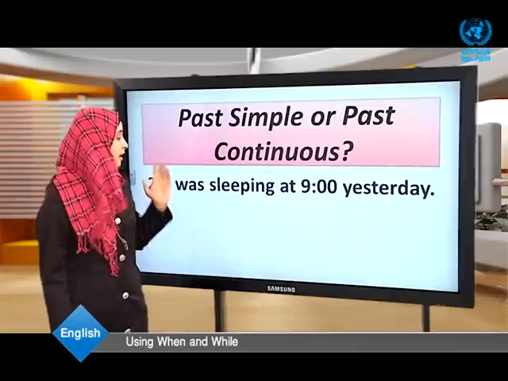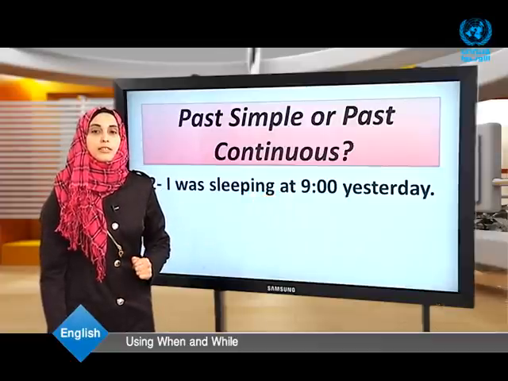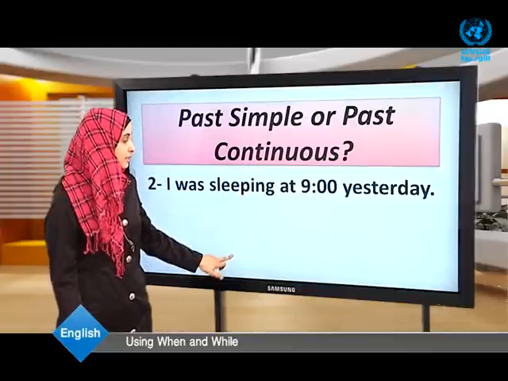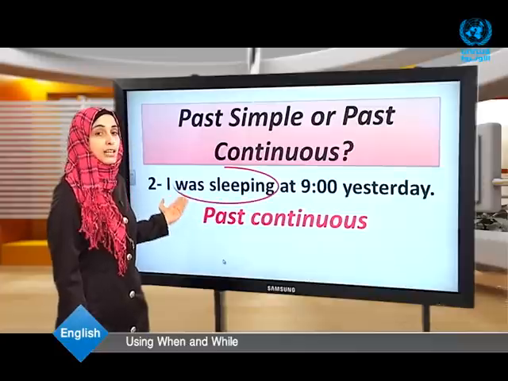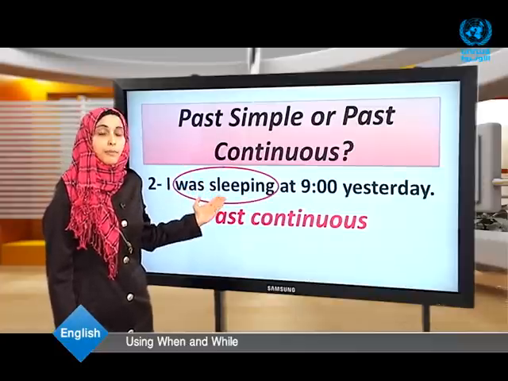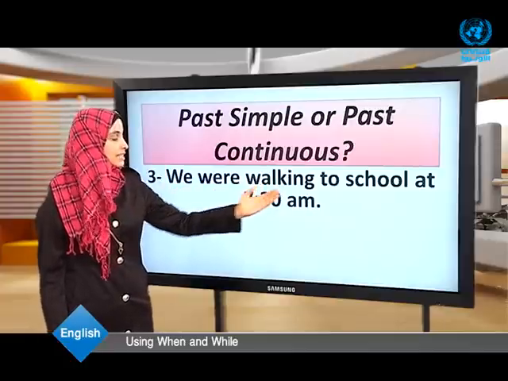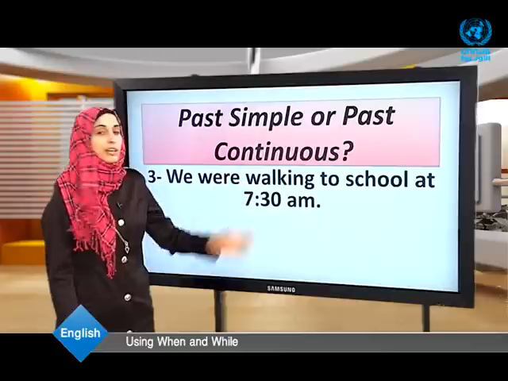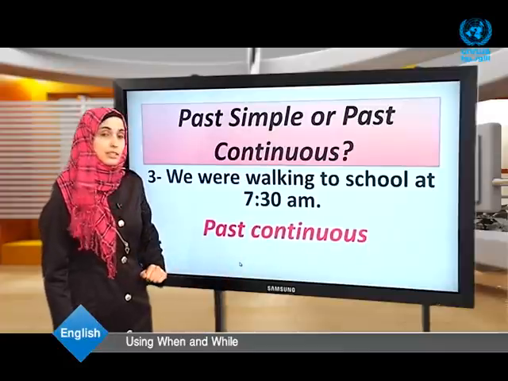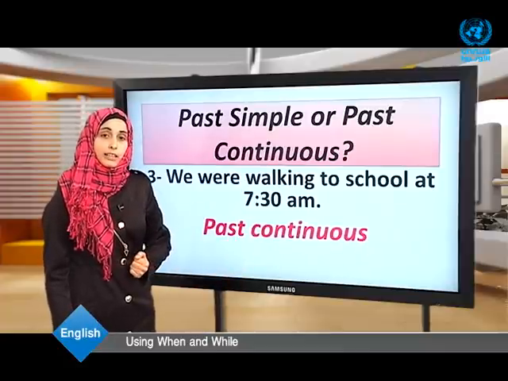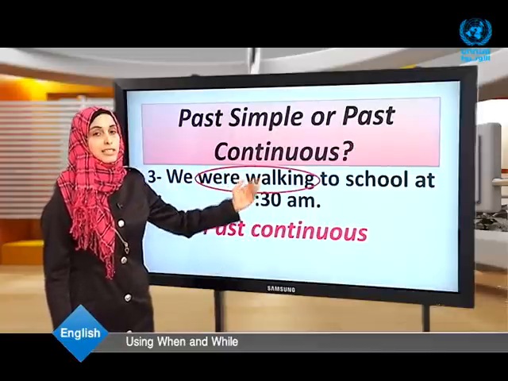What about this one? I was sleeping at 9 o'clock yesterday. Past simple or past continuous? Look at the sentence. Great, it's past continuous. Look here, we have was sleeping. Was plus the verb plus the ing. What about the third one? We were walking to school at 7:30 a.m. We were walking. Is it past simple or past continuous? Great, it's past continuous. Why? Look here. We have were walking. Were plus the verb walk plus the ing.